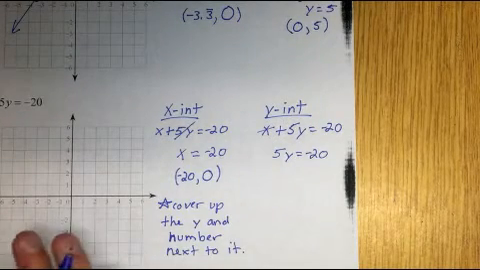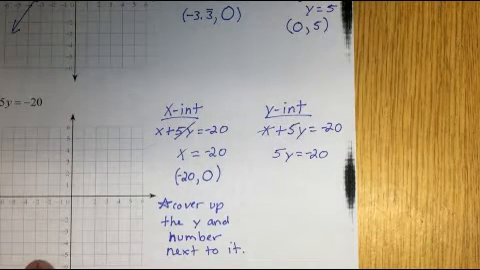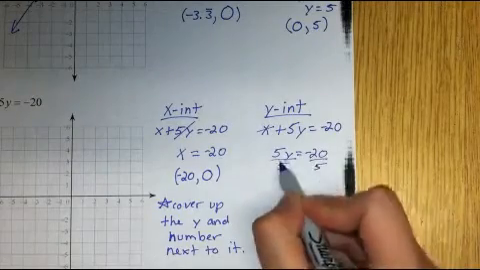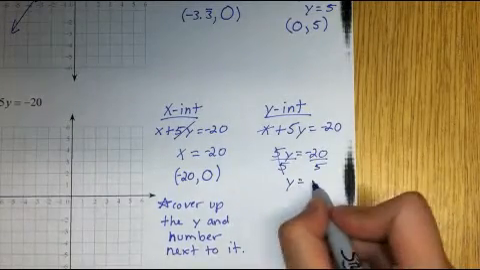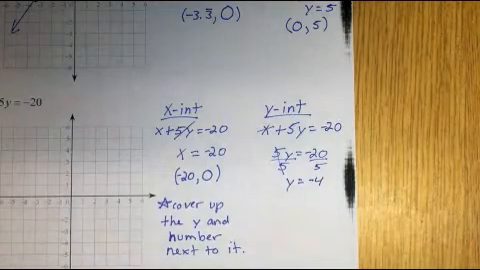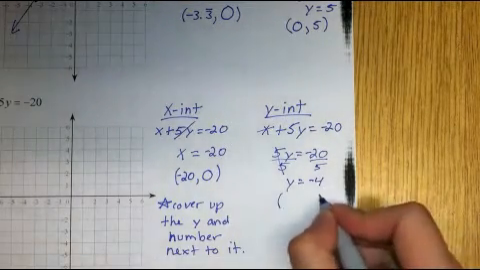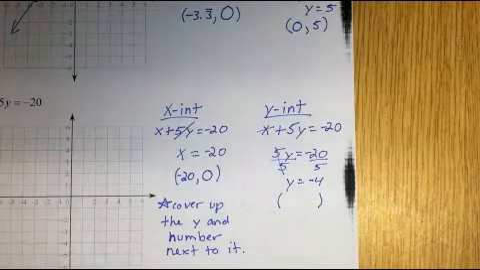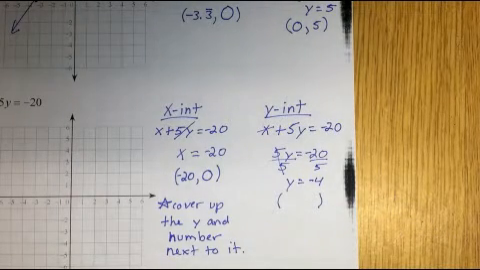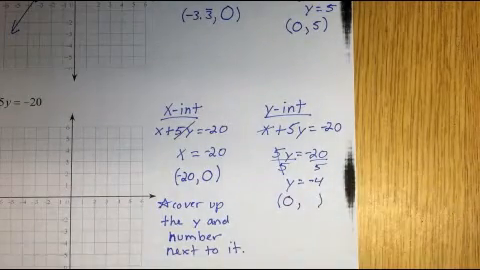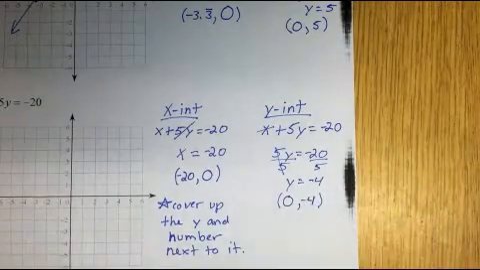Is y by itself right now? No. Let's get it by itself. We're going to have to divide by 5. So you get negative 4. Let's make an ordered pair. Do we have an x value? Are we moving left or right? Or do we want to stay right on the y-axis? Stay right on the y-axis, so we have a 0. And then negative 4.